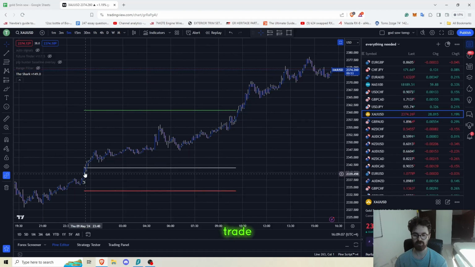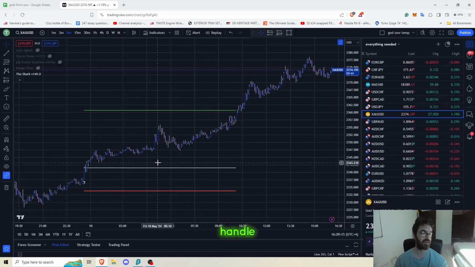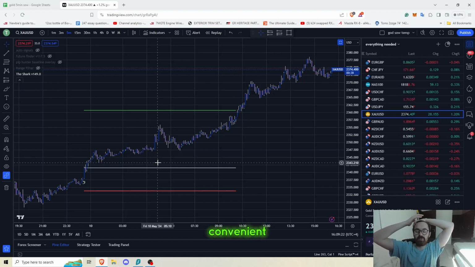And then every time a trade gets found, at the end of a bar close, it will go, here is a trade. It will offer you the trade, and it will go and set your stop loss, take profit, and handle all of your risk management for you. Again, if you're someone who has no time to trade, that's really convenient.